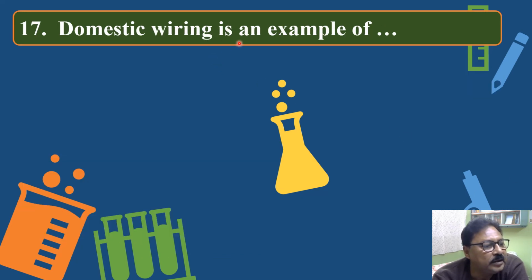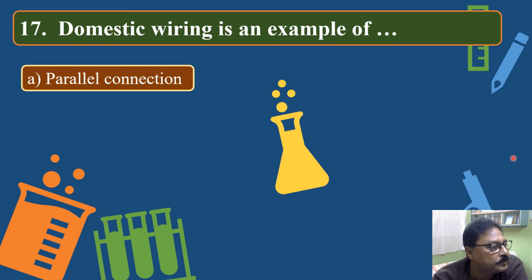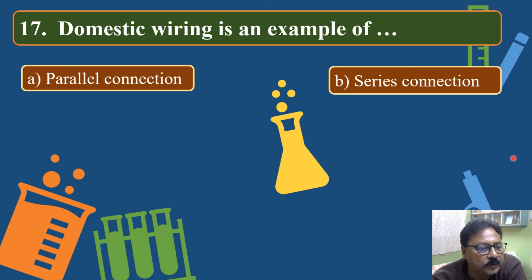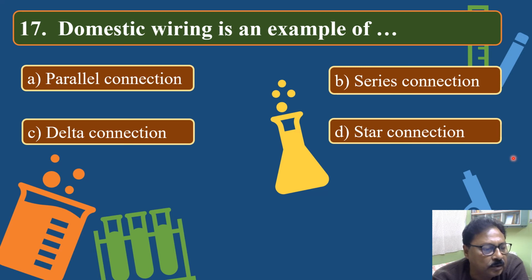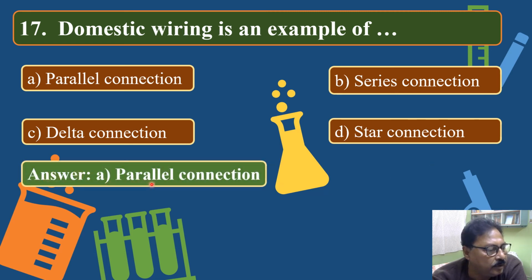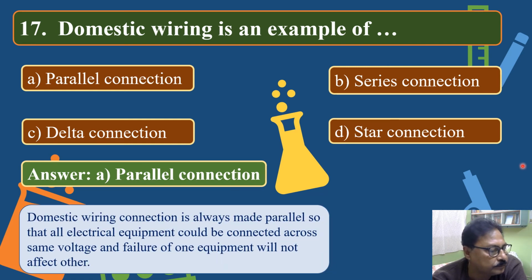The domestic wiring is an example of: option A, parallel connection; option B, series connection; option C, delta connection; option D, star connection. The correct option is option A, parallel connection. Domestic wiring connection is always made parallel so that all electrical equipment could be connected across the same voltage, and failure of one equipment will not affect other.